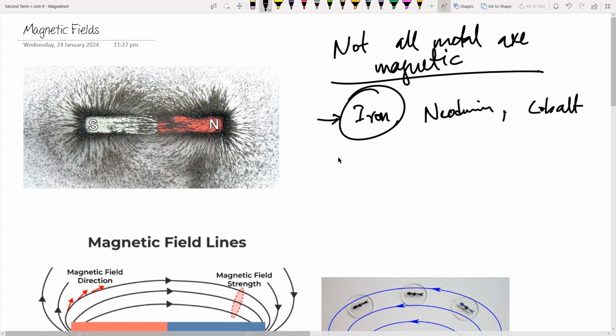So what is a magnet? A magnet is an object that has the ability to pull other magnetic metals. And we had seen this image. We did this experiment with the iron powder in the lab.